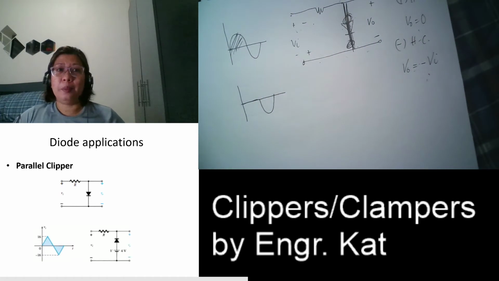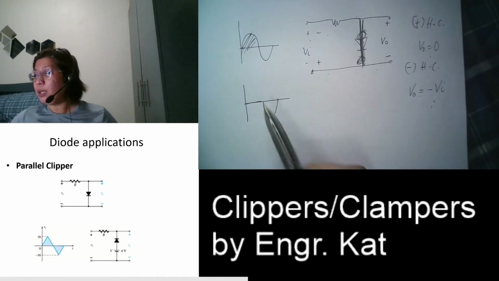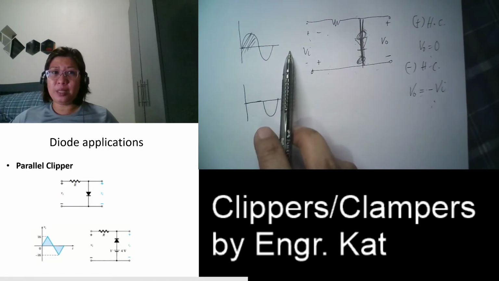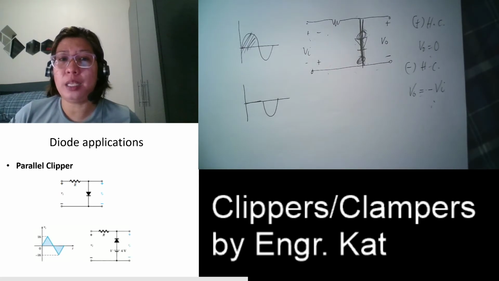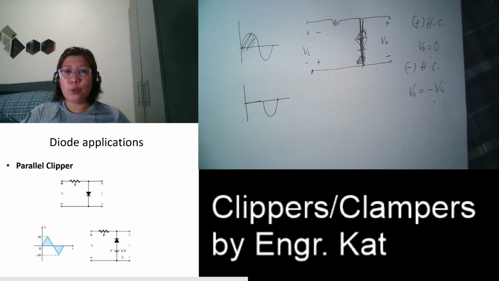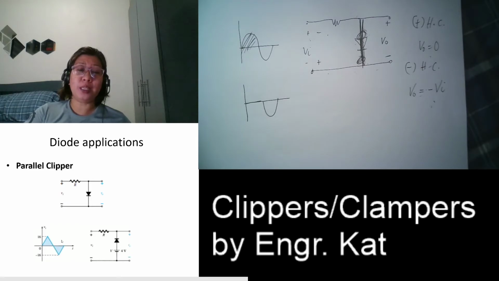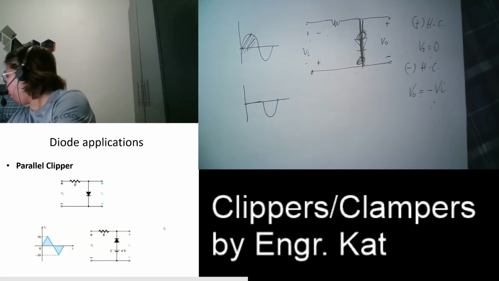Okay. But what will happen if we do not want to remove all the positive or all the negative, just a portion? What we do is we add a DC source in this case. So in this case, we have a DC source which is 4 volts. And then we have a triangular wave. So this is one example. We have here a triangular wave with a positive peak of 16 and a negative peak of negative 16. Okay, so what do we do here? We analyze. Okay, so how do you analyze that?